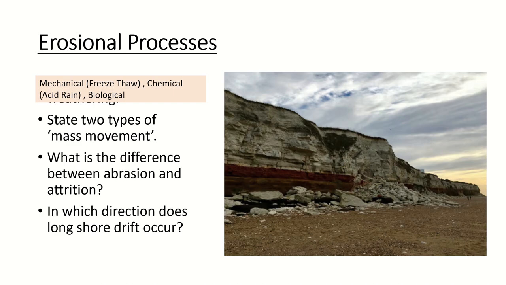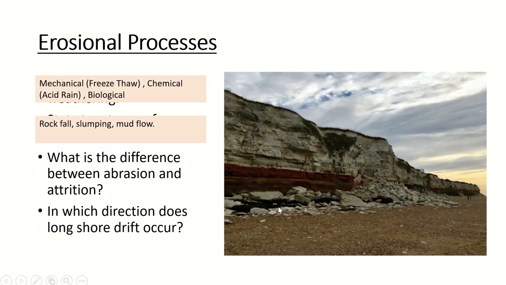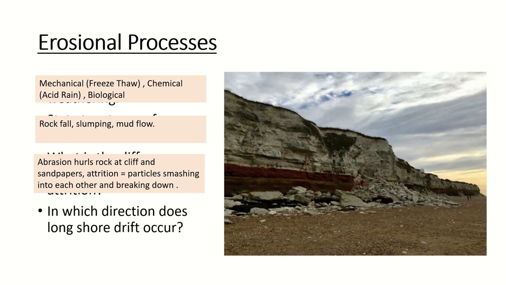Mass movement is another form of sub-aerial process, a fancy term for a landslide. And we've got rockfall, which we can see here, slumping, and mudflow. Abrasion and attrition are similar, but abrasion is hurling rocks at the base of the cliff, like sandpaper, whereas attrition is those particles rubbing and smashing into each other and breaking themselves down to become a lot smaller. So abrasion breaks the bottom of the cliff by hurling rocks at it.